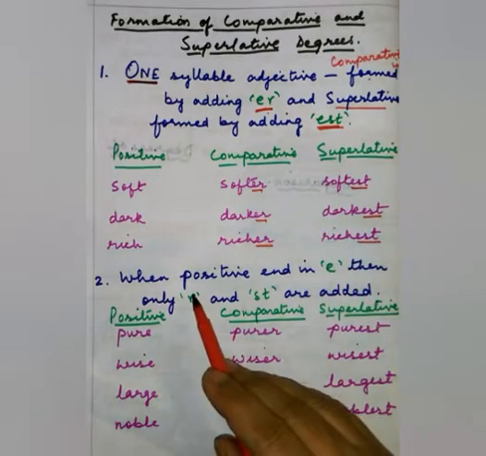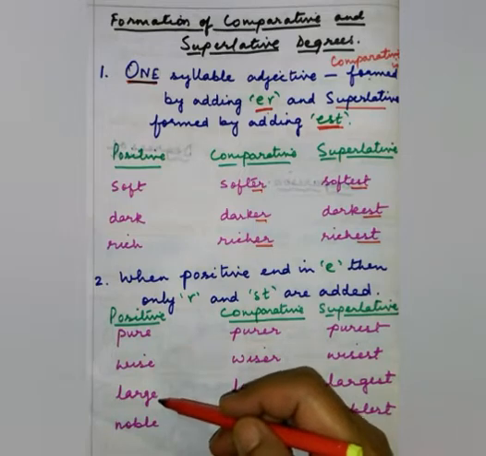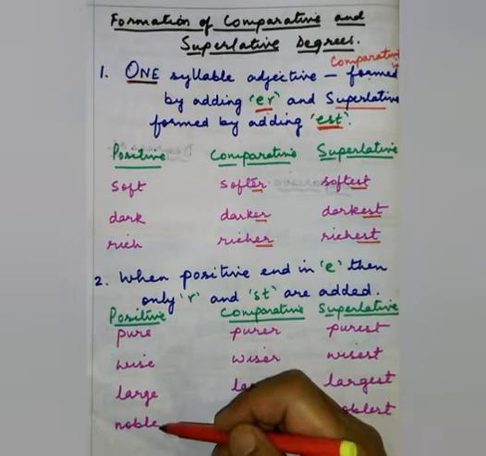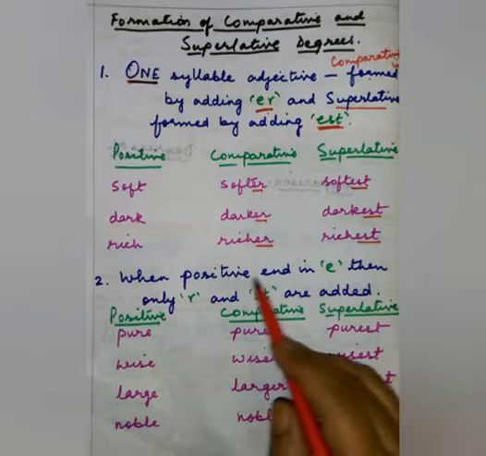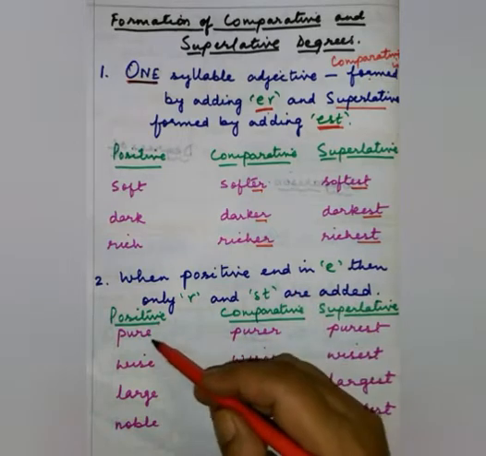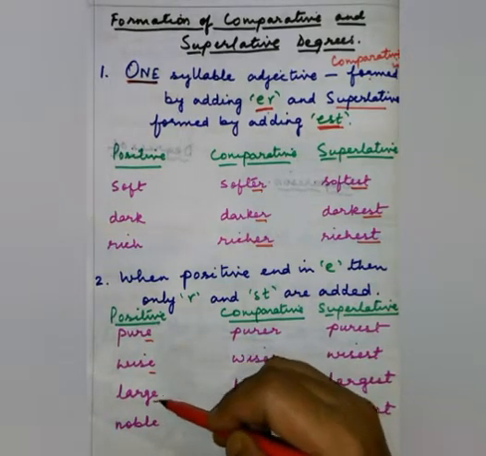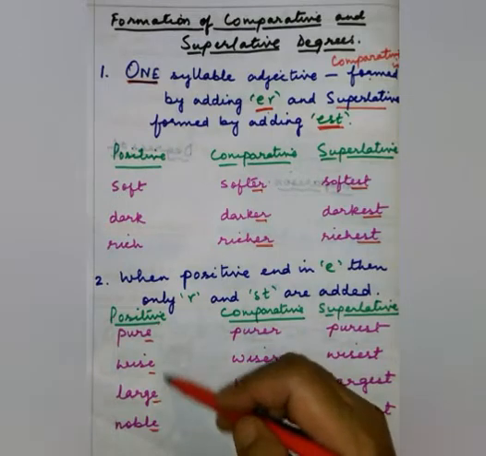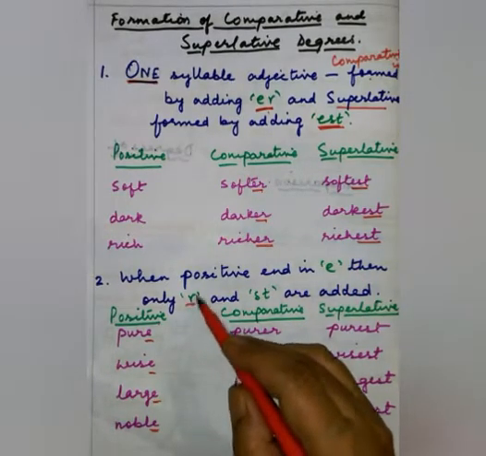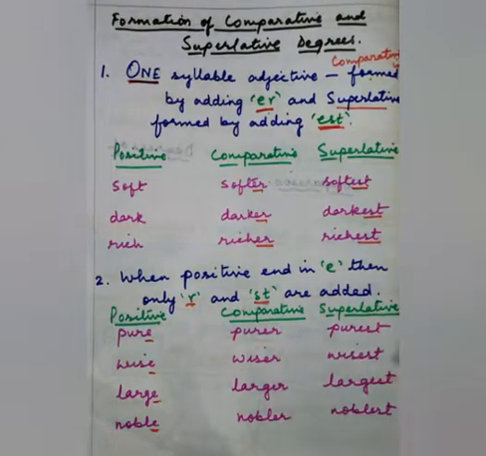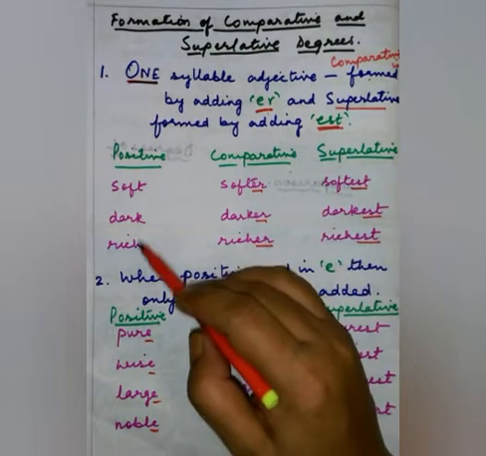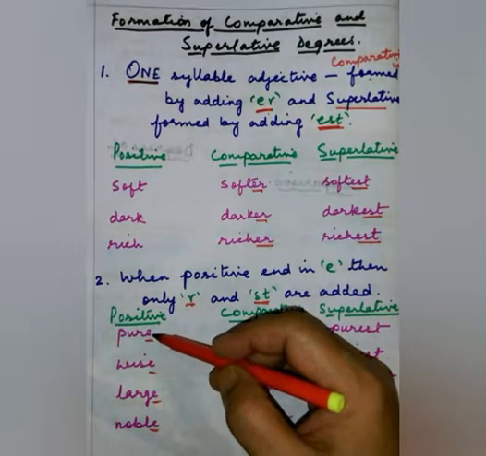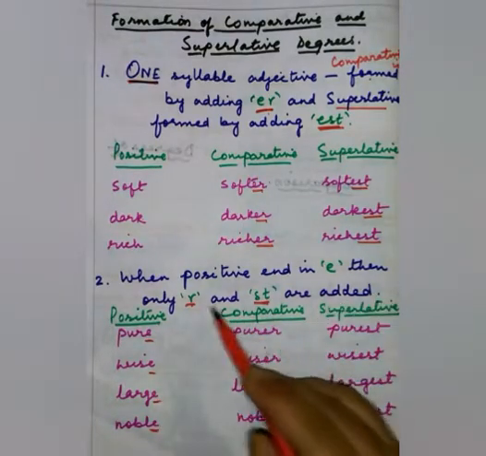Okay, now let's look at the next one. Now here again we have one syllable words, and there are some two syllable words. When the positive ends in e, see the e here, when the positive degree ends in e, then only r for comparative and st for superlative are added. We don't put one more e. Here we are putting er. Here we are putting est. Because there is no e here. But here there is e. When the words are ending in e, then we have to put just r.